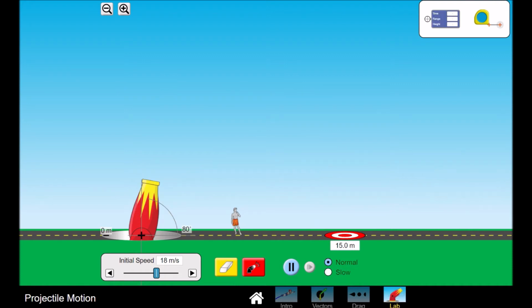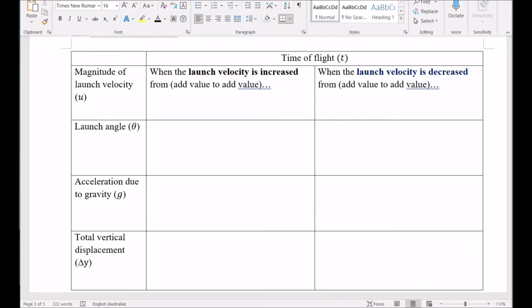Okay, so what we're going to be testing, the first one, is trip time, or the time it takes for the projectile to be launched from the cannon and then all the way to the landing spot. So we're going to try and change our variables to see what will affect trip time the most. As you can see from my little document here, the first thing I'm going to change is the magnitude of the launch velocity.